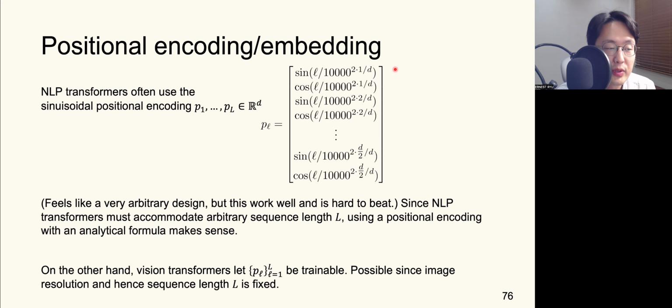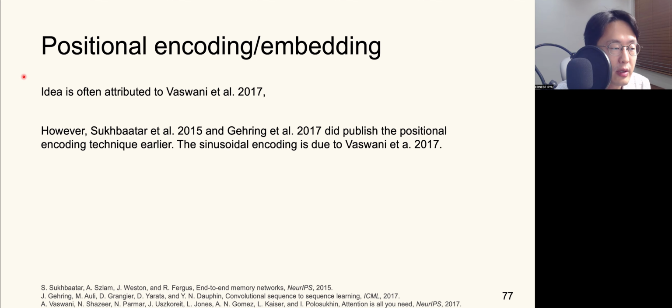One nice thing about this positional encoding mechanism is that because you have this analytical formula, it can accommodate an arbitrary sequence length big L. And that's nice in the context of natural language processing where the sequence length big L is not predetermined. On the other hand, for vision transformers, it makes more sense to let these positional encodings be trainable. This is possible because the image resolution is fixed, and therefore the sequence length big L becomes fixed.